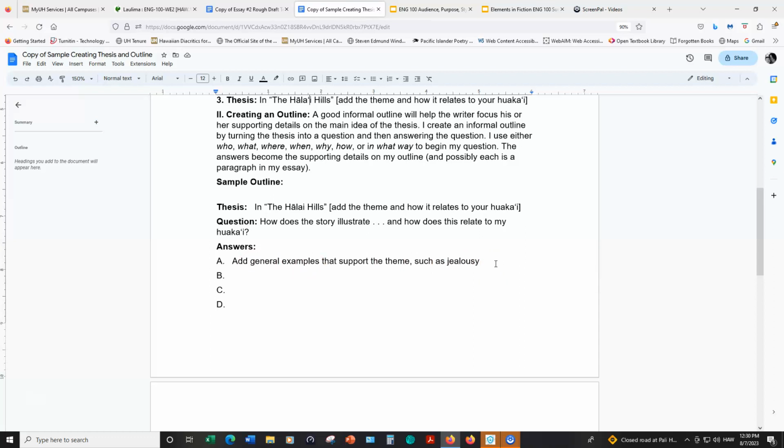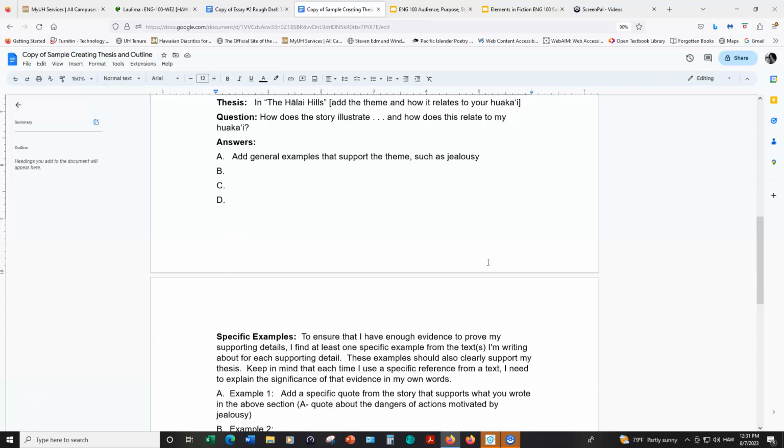So whatever I say the theme is, maybe I think it has something to do with the frame of mind we're in when we act or we make decisions. What point does maybe jealousy have to do with those decisions or actions that we take? What did they have to do in the story? And then maybe how would that relate to your huakaʻi? But just in general, I just listed jealousy.